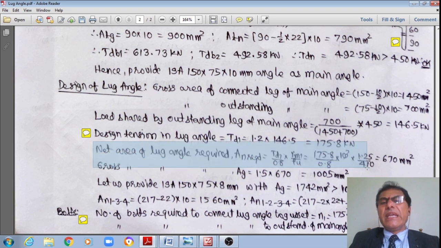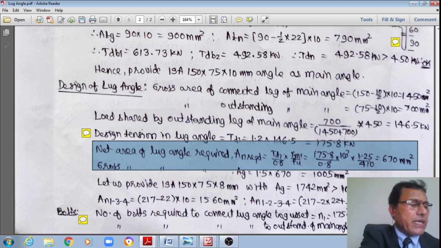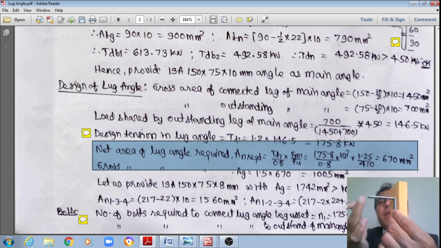Therefore, assuming that here also we already concluded that the lug angle is connected by means of 4 bolts, alpha is equal to 0.8. Now I have Td is equal to alpha multiplied by Fu divided by gamma m1 multiplied by An. Therefore, An required is equal to 175.8 divided by 0.8 multiplied by 10 to the power 3 multiplied by 1.25 divided by 410. It works out to 670 mm square. That of this main angle design is over.